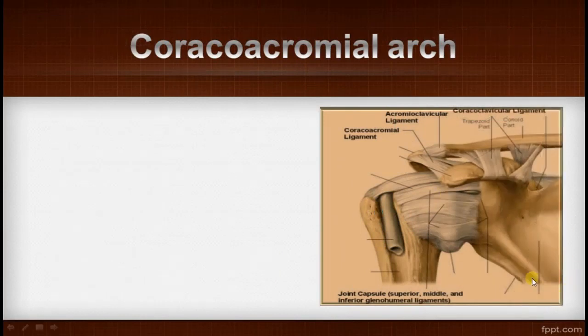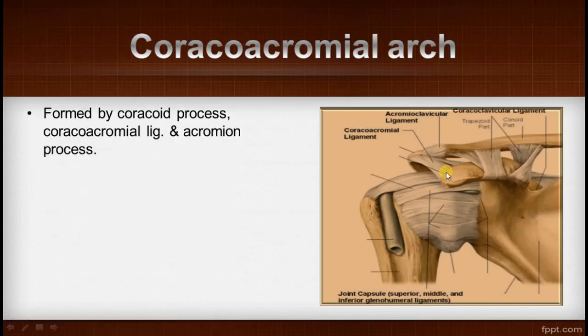Next, we are going to see another very important structure which is going to render support to the shoulder joint, the coracoacromial arch. So this whole arch-like structure is mainly formed by the coracoid process, the coracoacromial ligament and the acromion process. So coracoid process, coracoacromial ligament, followed by the acromion process. These three put together form the coracoacromial arch. The coracoacromial arch serves as the secondary socket for the joint itself. So like a secondary covering.